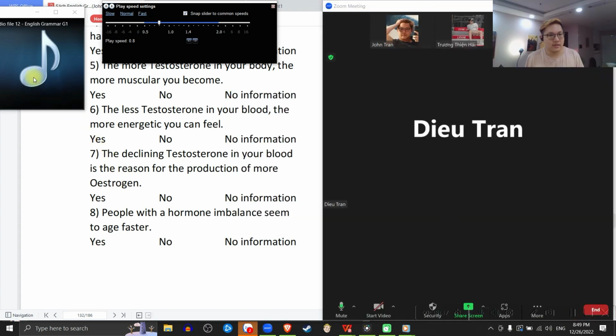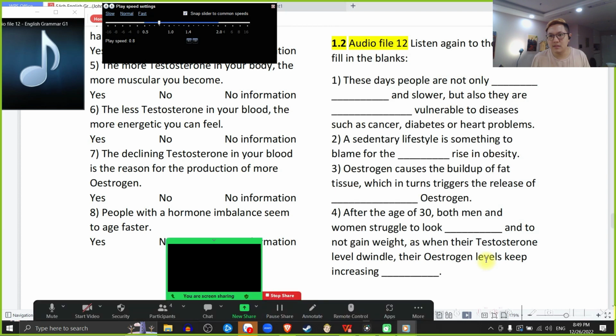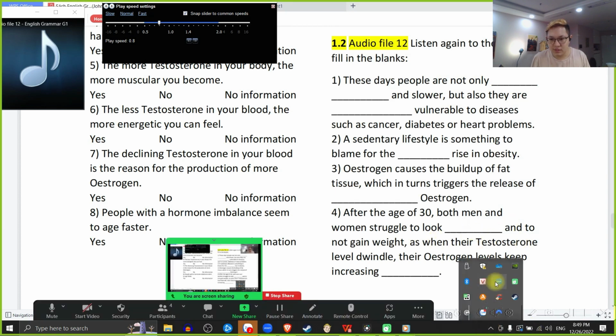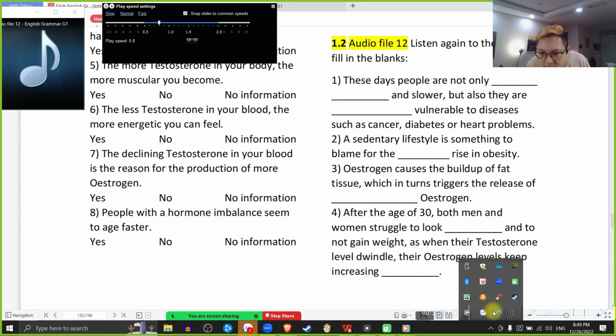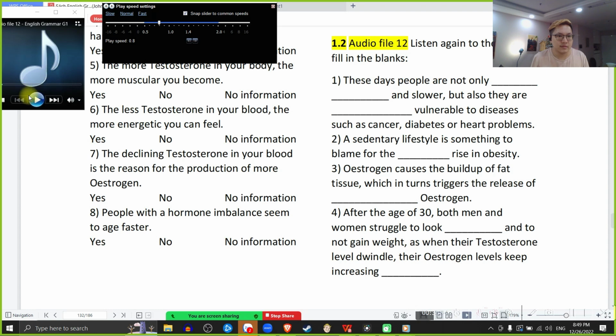Okay, listen again, this part got cut off. Okay, let's try once again. And then I'll share my screen. There you go. Just a moment, I need to check. Okay, it's still working. Okay, good. Okay, listen again at 80%. Okay.